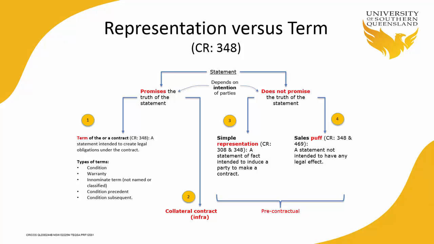So as we say on this slide, we have a statement that could either be a promise or that does not give a promise to the truth of the statement itself. And what we want to really get to is the difference between terms and representation. So you see that terms is number one, and that comes under a statement that promises its truth, or it could be a representation which comes under a different type of statements that do not promise their truth, and that will come under pre-contractual negotiations, in a sense, or inducements to enter into the contract. Okay, so as it says on the slide, a simple representation is a statement of fact intended to induce a party to make a contract.